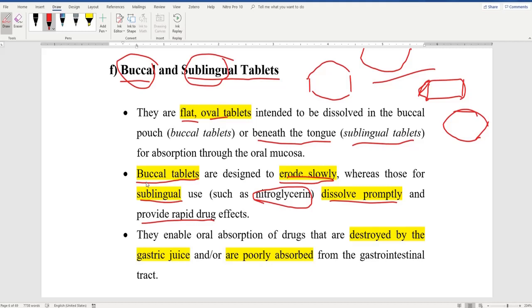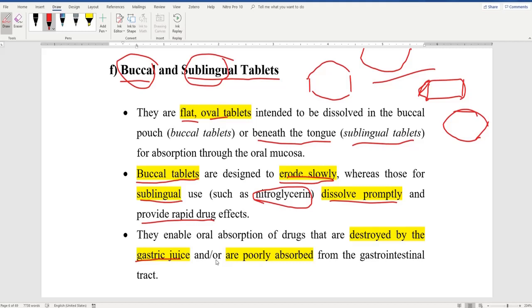So what are the benefits of having buccal or sublingual tablets? The benefit is, if you have a drug that can be destroyed by gastric juice, by the stomach, or the drug undergoes first pass metabolism. Meaning, if I take the drug orally, it goes to the stomach and intestine, the drug gets absorbed, and then it goes to the liver, and the liver might remove a lot of the drug before it gets into the systemic circulation. You understand? We call that first pass metabolism.